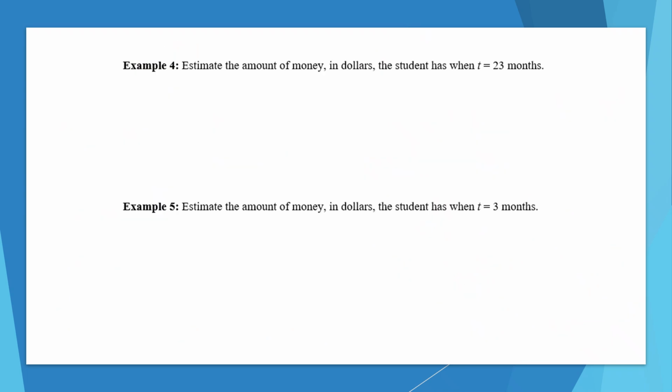All right, so now we need to estimate the amount of money in dollars that the student had at time t equals 23, for example 4, and t equals 3 months, for example 5. This is assuming that you're working off of the same problem with the point (12, 517.5) as your x1, y1, and then with a slope of 1.25 as well.